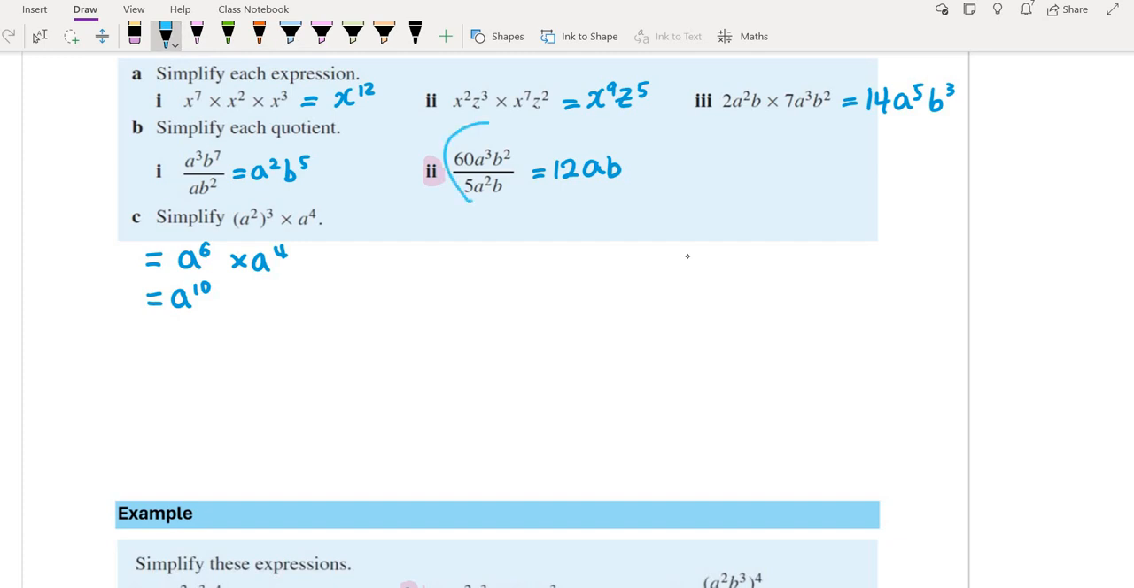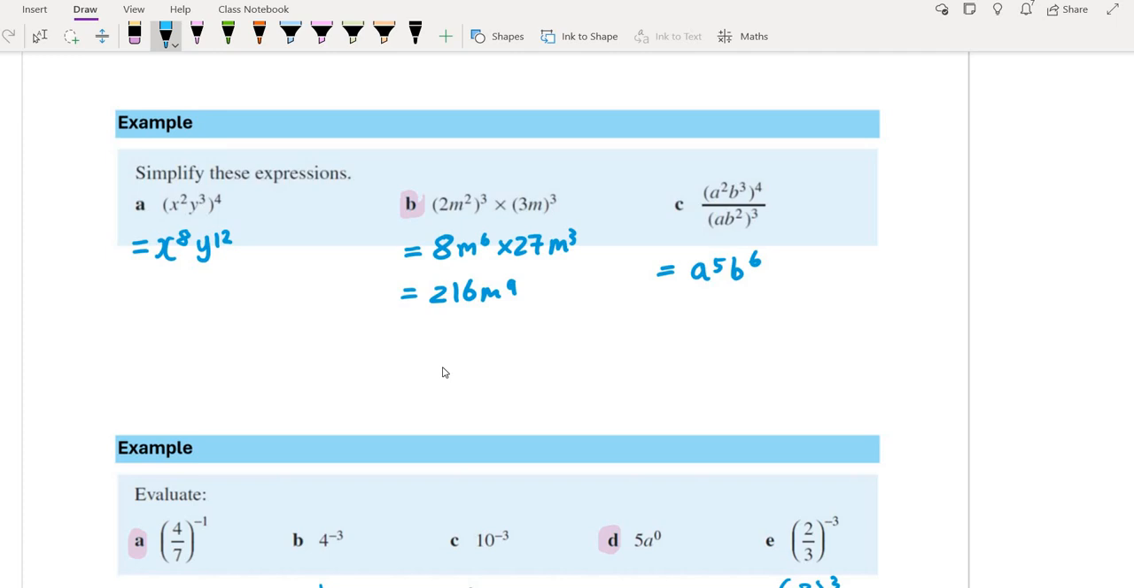So with this one, make sure that the numbers act like they are just numbers. So this will be 12, and the ones with the power act like variables, so it'll end up being something like that. Same for B as well, so 2 minus 1, so you end up with 12AB.